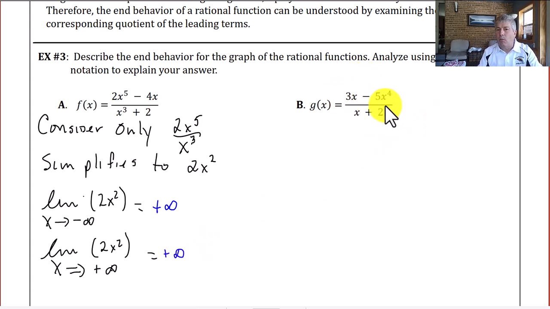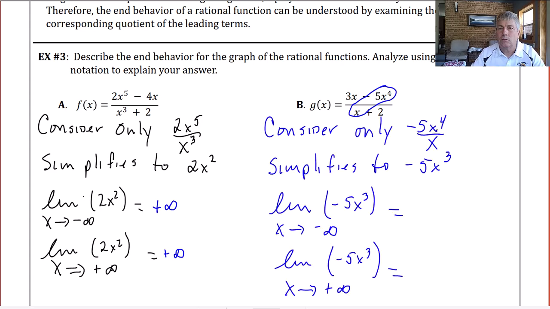Sample B. Well, they got a little sneaky here, and they haven't written this in decreasing order of x, but we're going to look at the battle between negative 5x to the fourth in the numerator and x in the denominator. So here we'll consider only negative 5x to the fourth over x, which is going to simplify to negative 5x cubed. So we want to see the limit of negative 5x cubed as x approaches negative infinity.